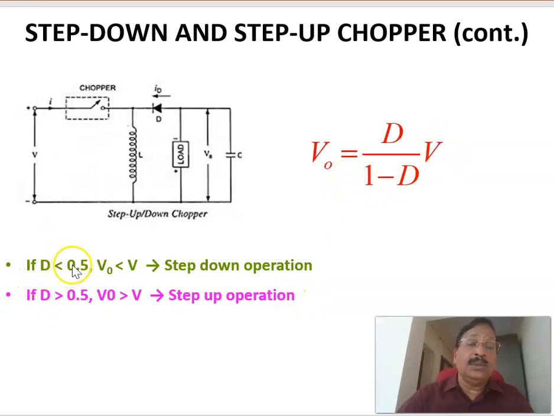And if you make the duty ratio less than 0.5, the output voltage will be less than the input voltage. Therefore, this circuit can be operated to make the voltage either increase beyond the input voltage or decrease below it. That is why it is called a step up, step down chopper, which can either step up or step down the voltage. Therefore, that is the concept of the step up and step down chopper.